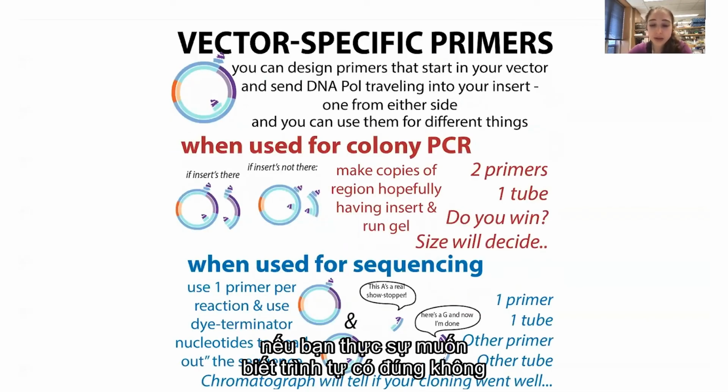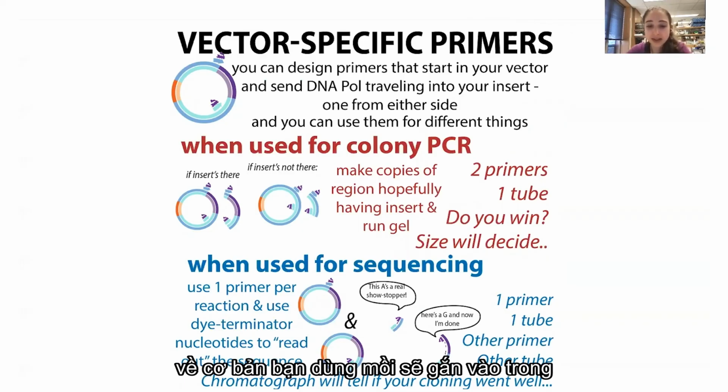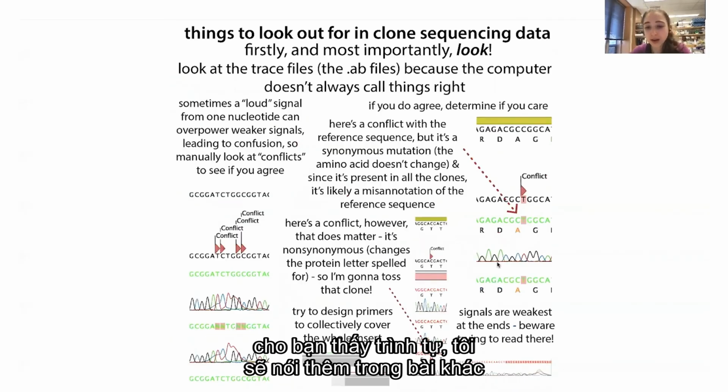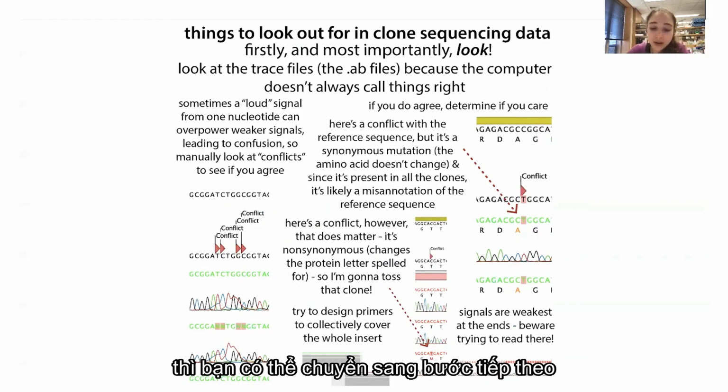But ultimately, if you really want to know whether the sequence is correct, you're going to have to send it for sequencing. And this is pretty cheap nowadays. Basically you use primers that go into your sequence from either side, and you'll get this chromatograph back showing you the sequence. More on this in other posts, but you really want to make sure that the ends, which are the parts most likely to be messed up, are okay. And if all of that is okay, then you can move on to whatever you wanted to do next.